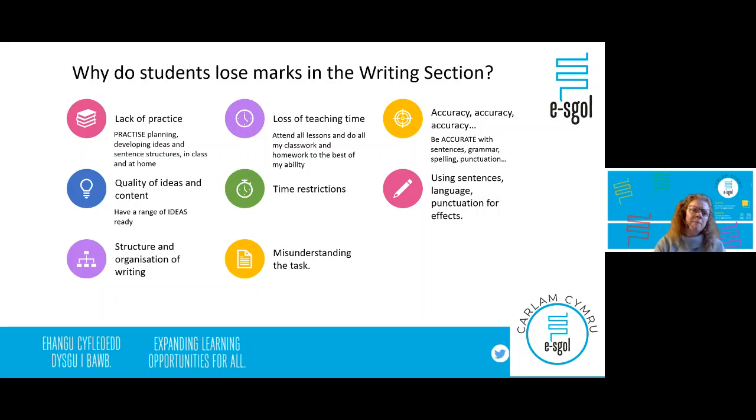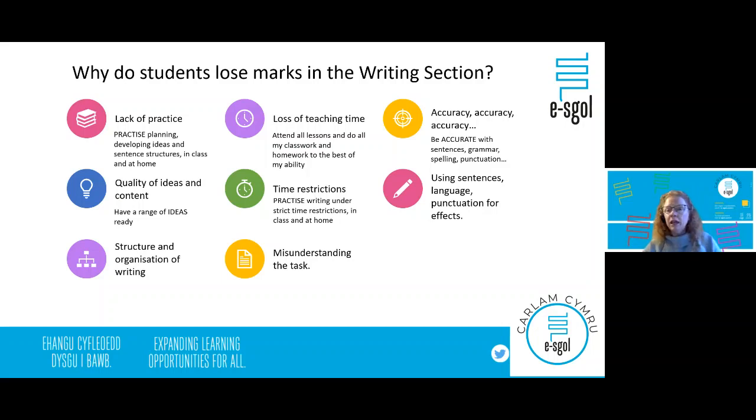Quality of ideas and content means that you would really benefit from having a range of ideas ready. Think about this exam, prepare for it. You can practice writing lots of different ways in order to be ready for this exam. It's really hard in the exam to write under timed constrictions, so make sure that you're practicing at home. Write under strict time restrictions. Give yourself half an hour to write a letter. Try and write a story in 45 minutes. Make sure you set those alarms and practice them.